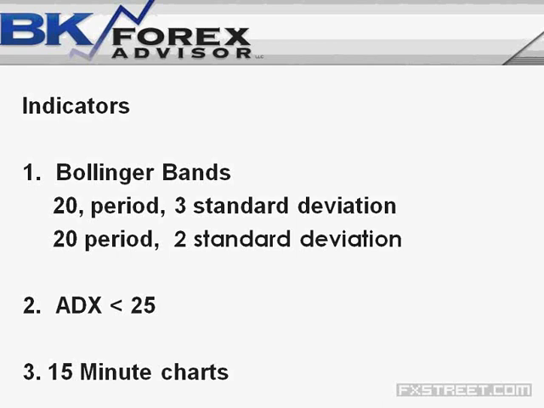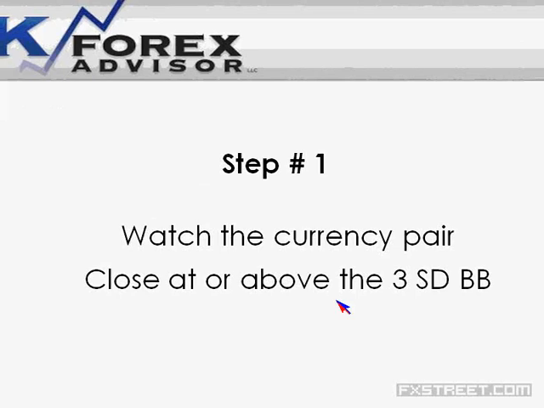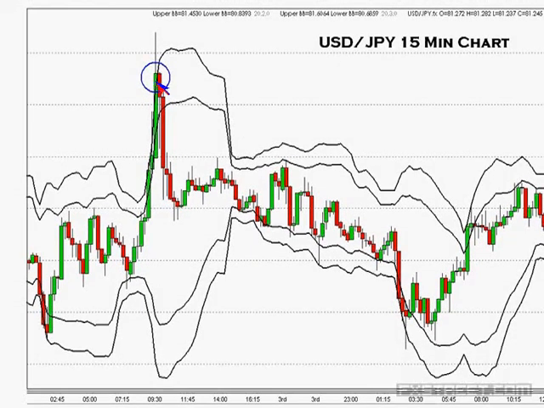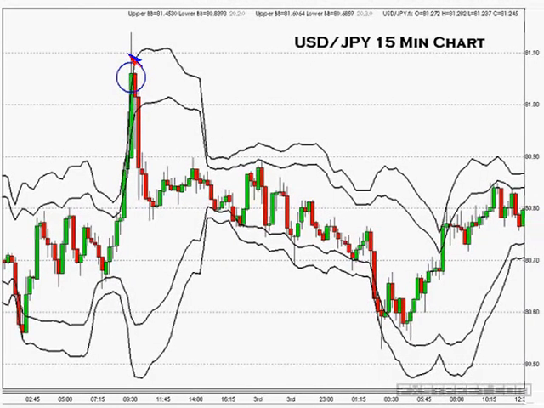And what I want to do is watch the currency pair close at or above the third standard deviation Bollinger Band, which basically looks like this. So you wait for the currency pair to rally. You want to watch it close at or above the third standard deviation Bollinger Band. The reason why this is important is because we get into a really extreme move when that happens.